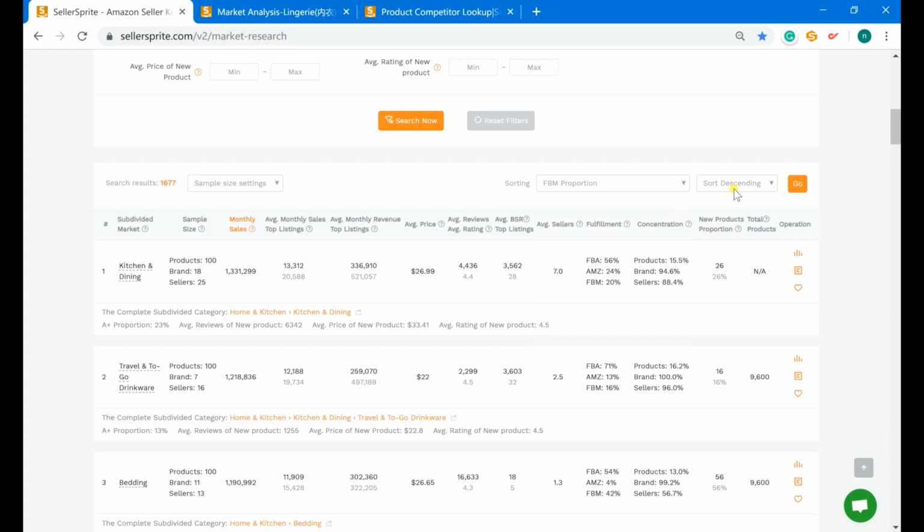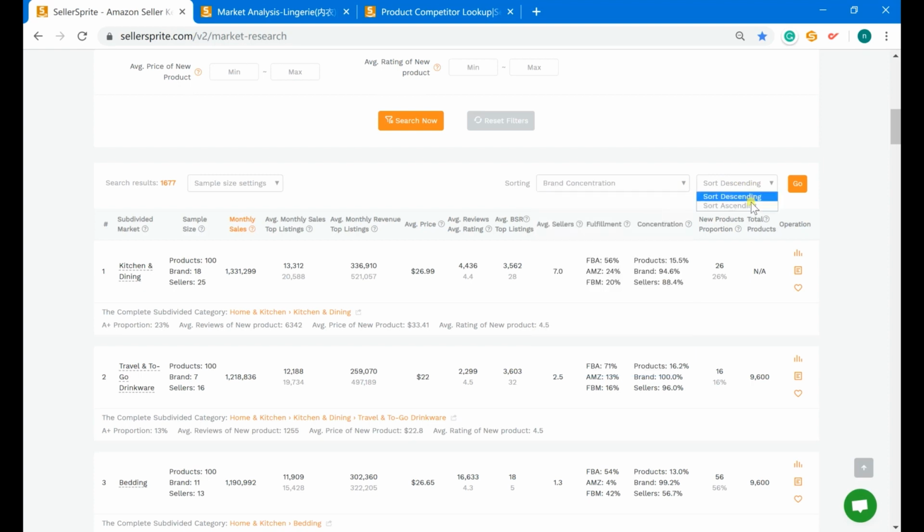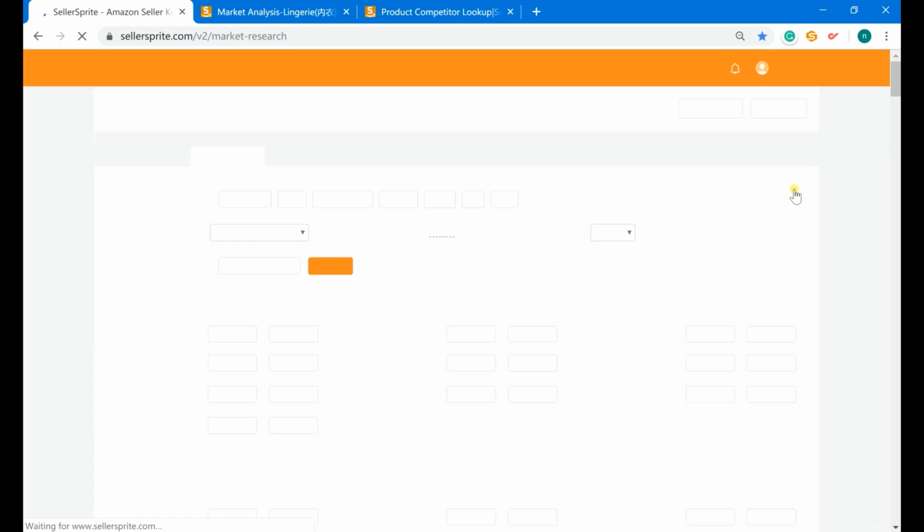For another example, you know that your product is hard to create brand advantages. Thus, sorting the market by brand concentration in ascending order is the most important product discovery condition for you, because low brand concentration indicates that consumers in the market usually have less brand loyalty. So the lower it is, the better for you.